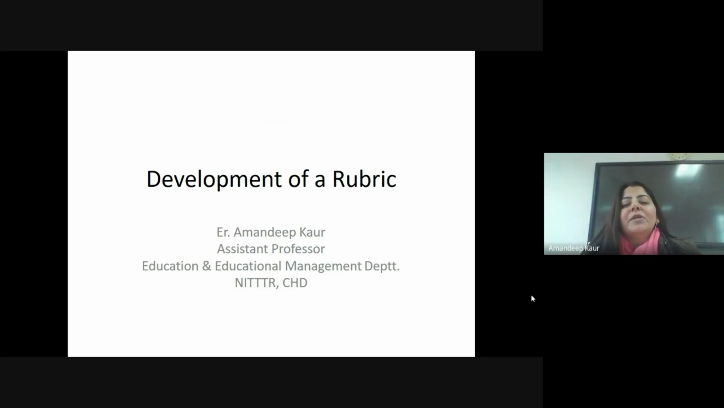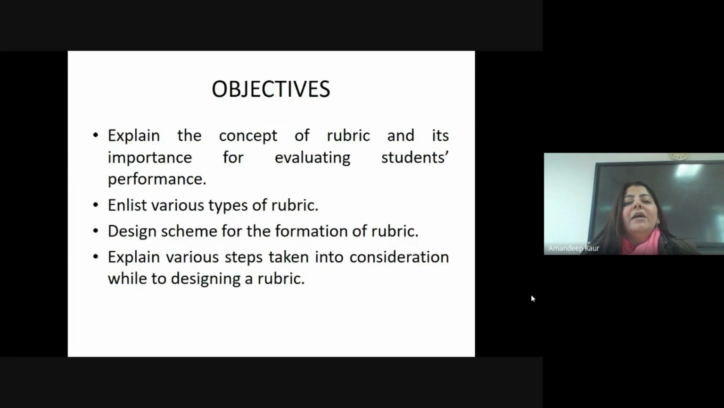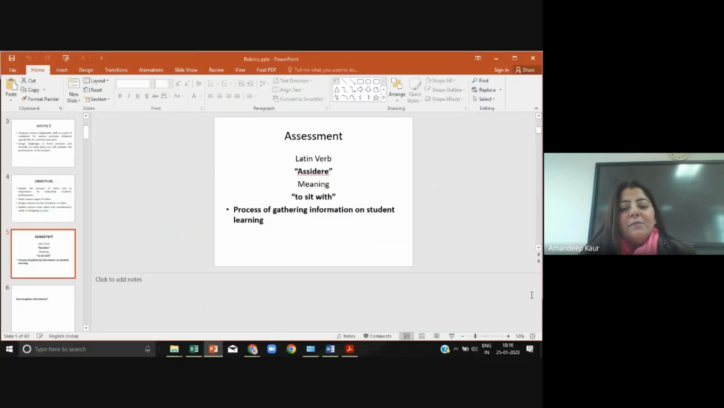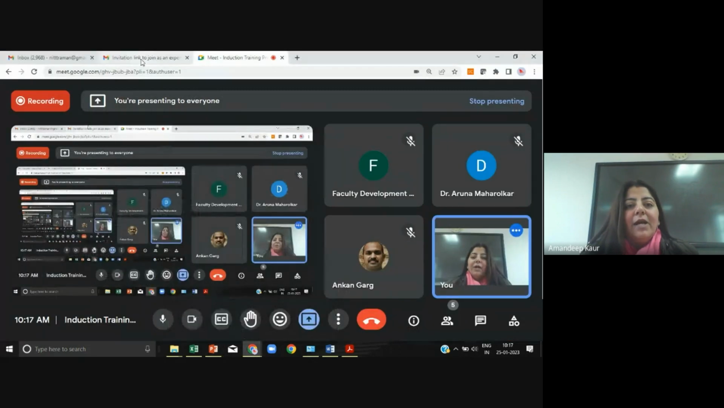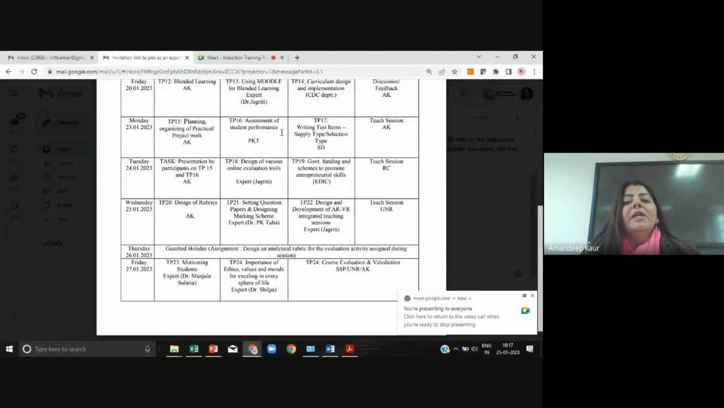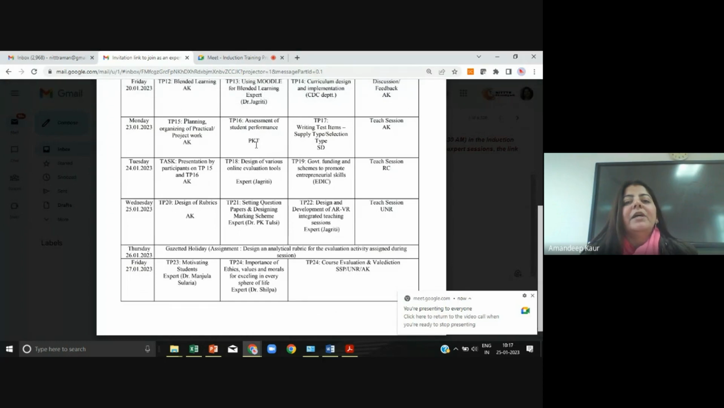When it comes to the development of the rubric, we need to understand what we mean by assessment and evaluation. As per the time schedule of this program, on Monday we covered the aspect of assessment of student performance, and we came to know, when it comes to the design of different evaluation tools, what are the different tools available with the faculty to design and use for classroom evaluation purposes.